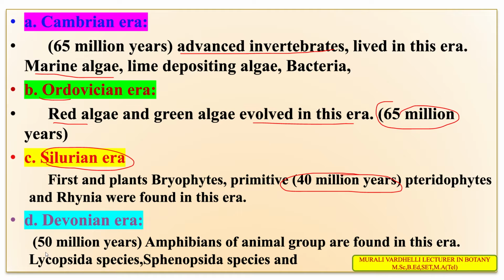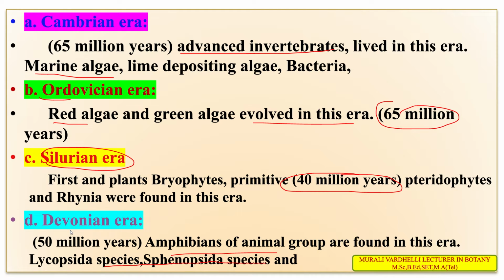This Devonian era is 50 million years. In this era, Lycopsida species and Sphenopsida species and amphibians of the animal groups are found. So amphibians originated in this Devonian era. And also among the Pteridophyta species, Lycopsida and Sphenopsida, these Bryophyte and Pteridophyta species all originated in the Devonian era.